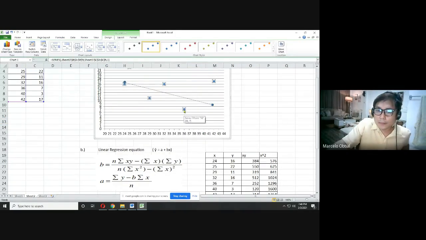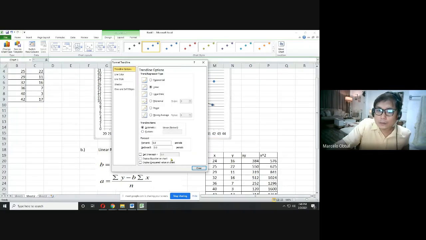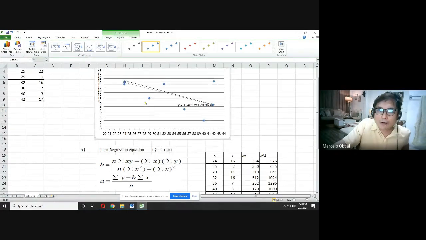When you click, all the points get highlighted. Then right-click, then add trend line. Display equation of the chart. Just click that. Automatically, as you can see, it is almost the same as our plot of the linear regression equation.